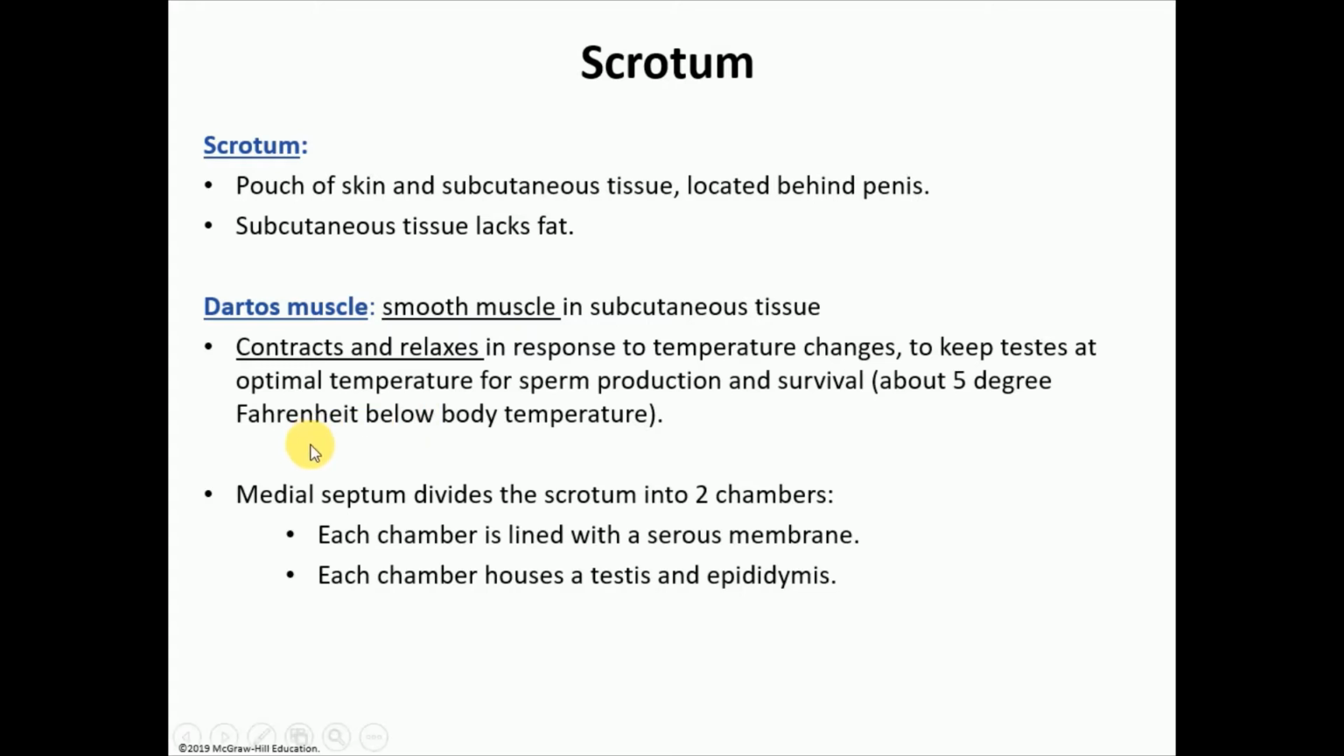The scrotum is divided by a medial septum into 2 chambers, so a right and a left side, and each chamber has its own serous membrane, and each chamber houses a testis and an epididymis.